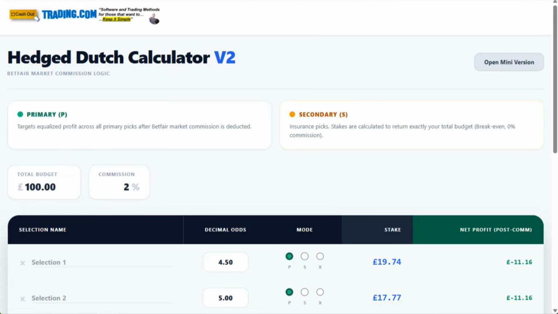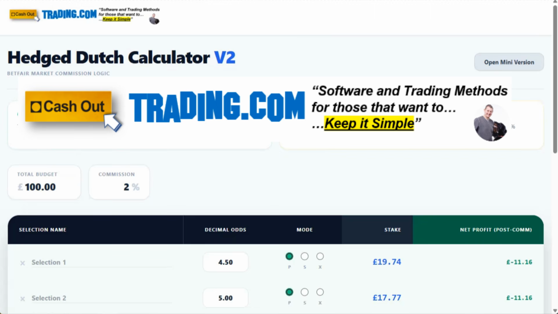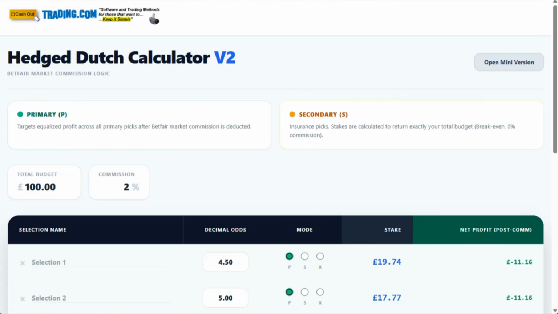And this is the Hedge Dutch or Dutch Hedge calculator, and as I said, it's version 2. The basic idea behind this is that you can hedge runners that make a zero profit or zero loss, and I'll explain that as we go along. So primary is a Dutch and secondary is a hedge. Total budget is obviously your stake and the commission, so we'll leave it there.